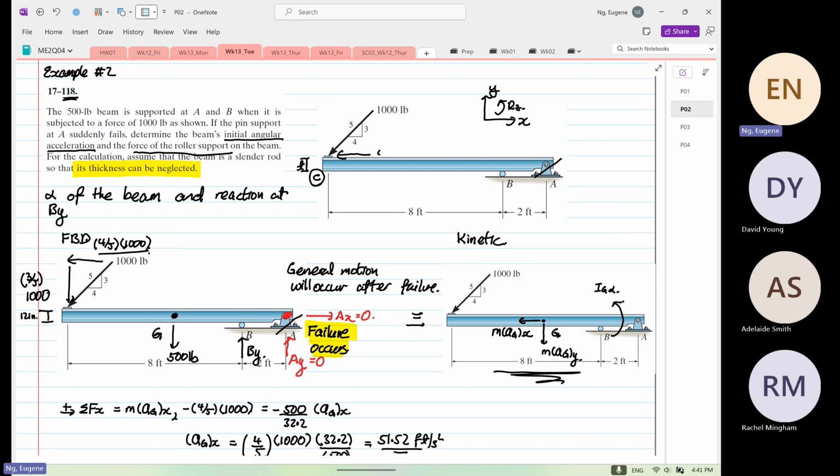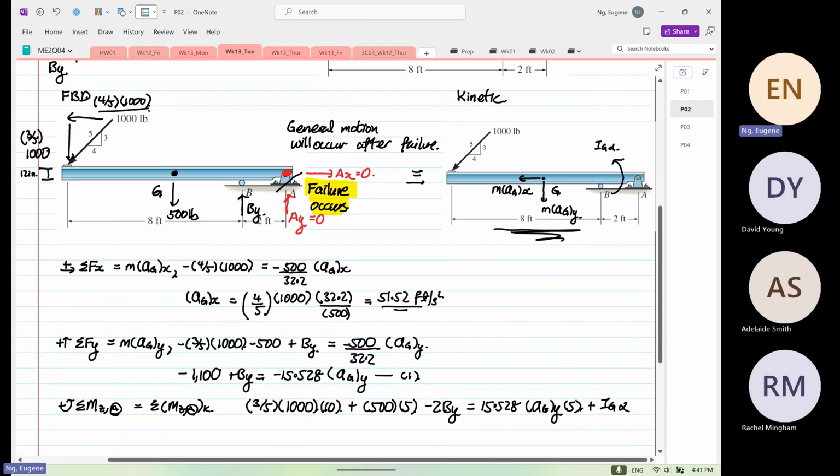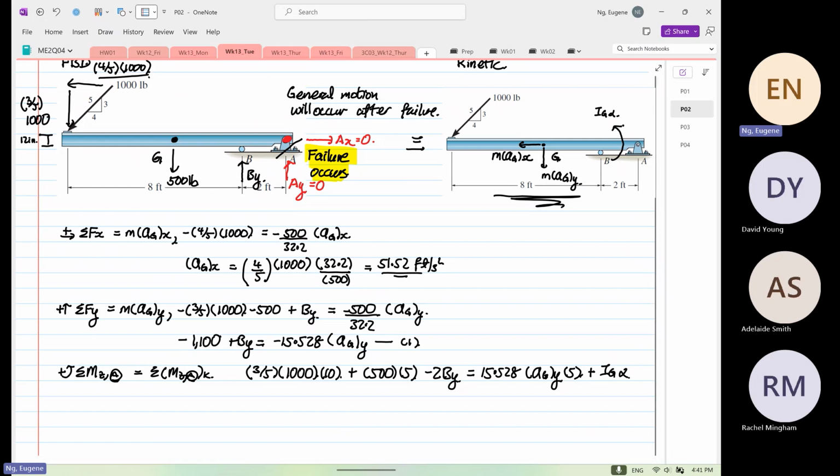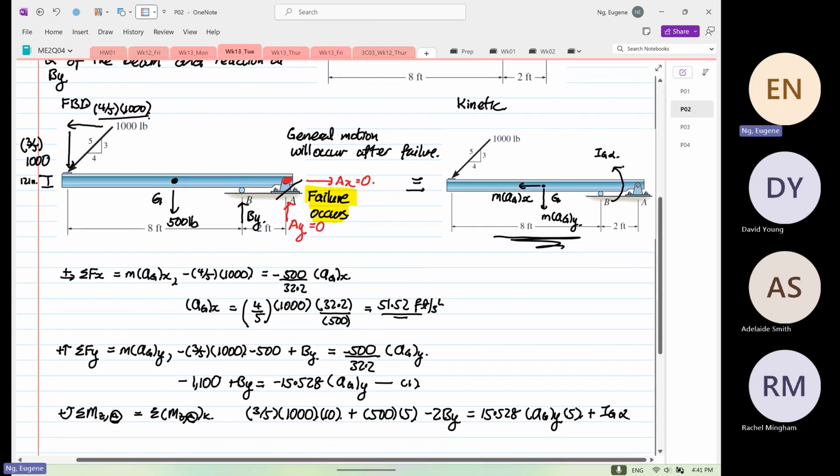This is your 4/5 multiplied by 1,000. This over here will generate a moment. So the moment equation will change slightly. You only have an extra moment vector coming. Nothing difficult. For this case, we are going to assume that the thickness can be neglected.